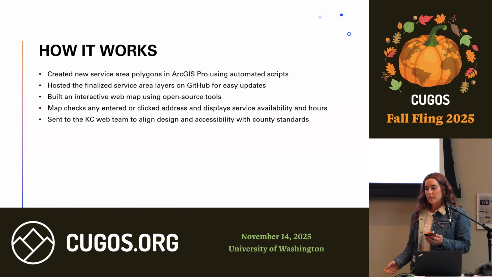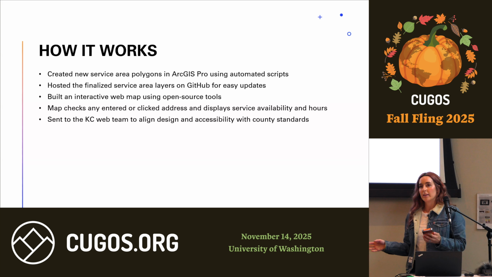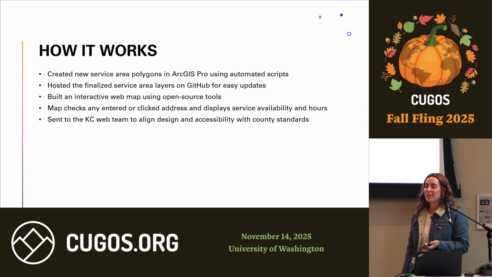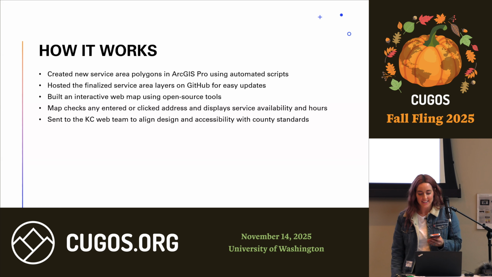After I created the initial tool, I sent it to the King County webmasters, and they pretty much matched it to the county designs and upgraded my accessibility standards. My screen reader and mobile device code that I had written wasn't the best. Also, before I gave it to the webmaster, my map looked like it was made in Windows 98. So his was a lot nicer.